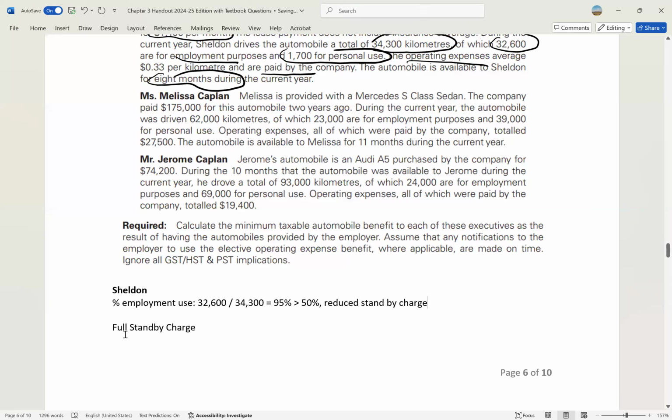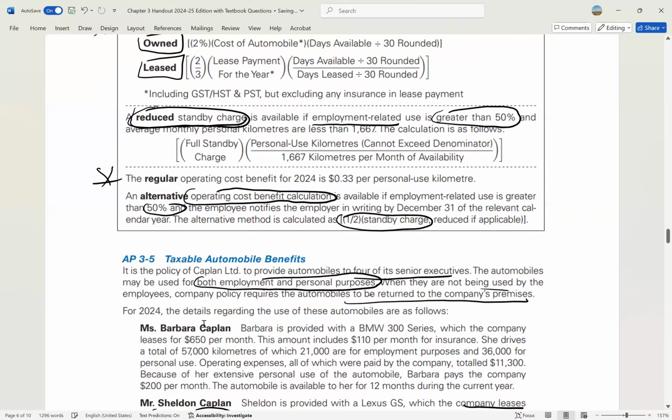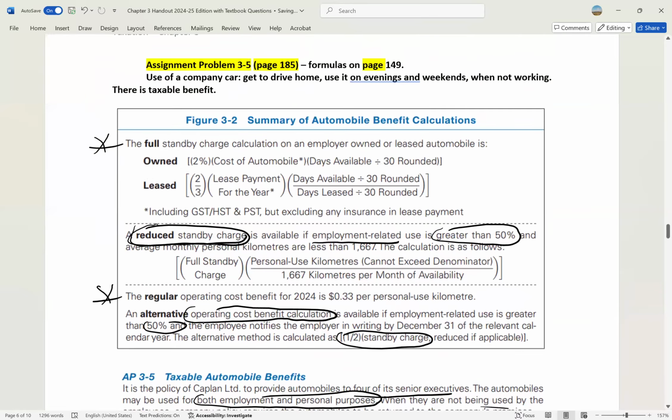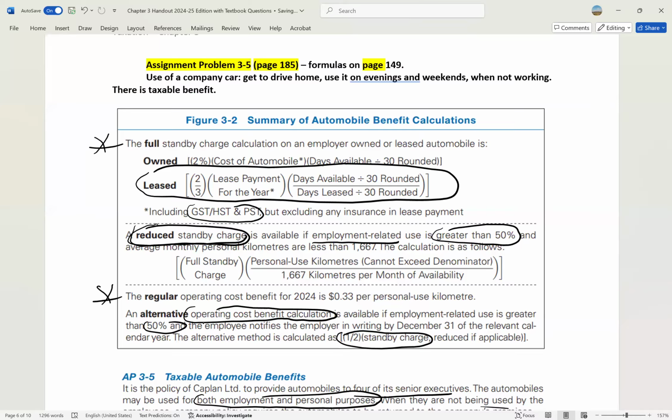So what we're going to do first, though, is calculate the full standby charge. We have to calculate the full standby charge before we can calculate the reduced standby charge. And this is where we go to the formula, and it depends on whether the car is owned or leased. In this example, the car is leased. So let's look at this formula here, 2/3 times the lease payments for the year. Now, if there was GST, PST, we include that amount. But if the lease payment included insurance, we would deduct that from the lease payments for the year.